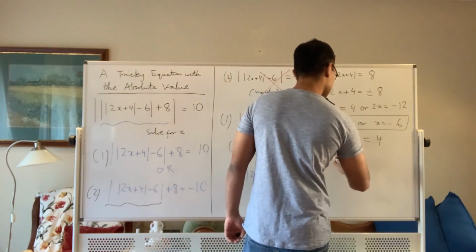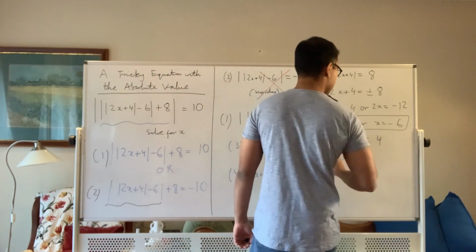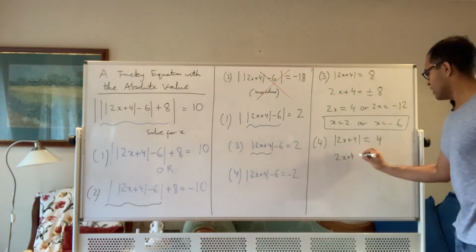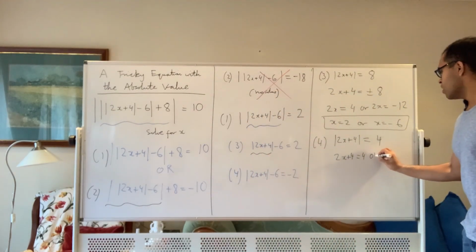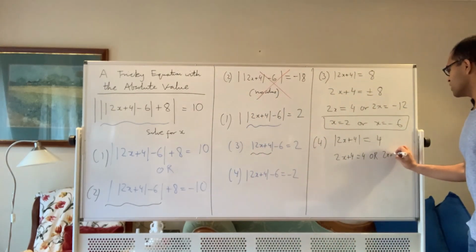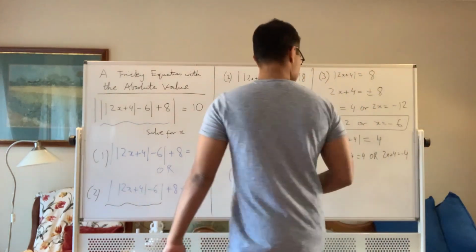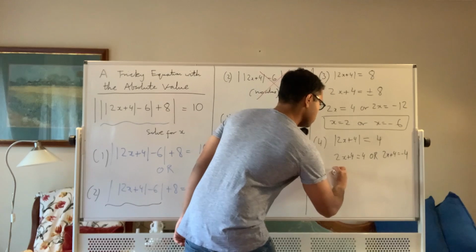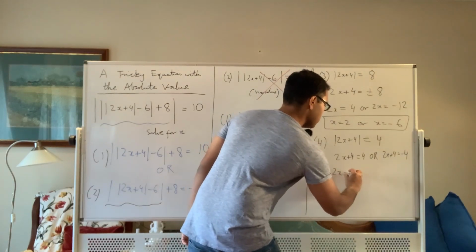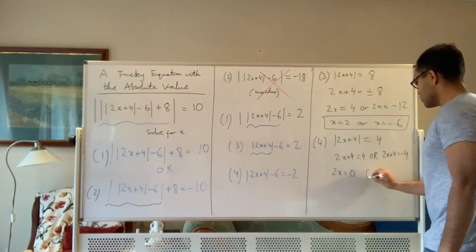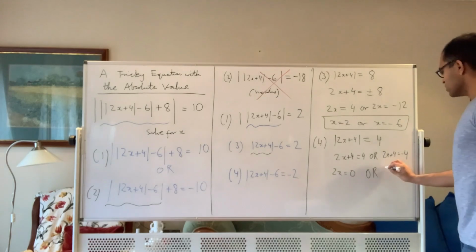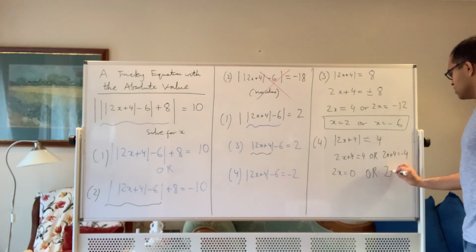That means that 2x plus 4, this time I'll do it in 2 steps. I was just showing another way. 2x plus 4 is 4, or 2x plus 4 is going to be negative 4. Now we just keep going. So 2x is equal to 0 if you subtract 4 from both sides, or 2x is equal to negative 8.